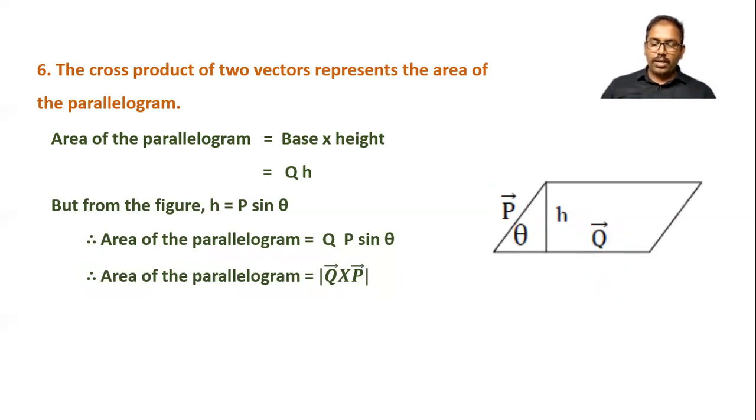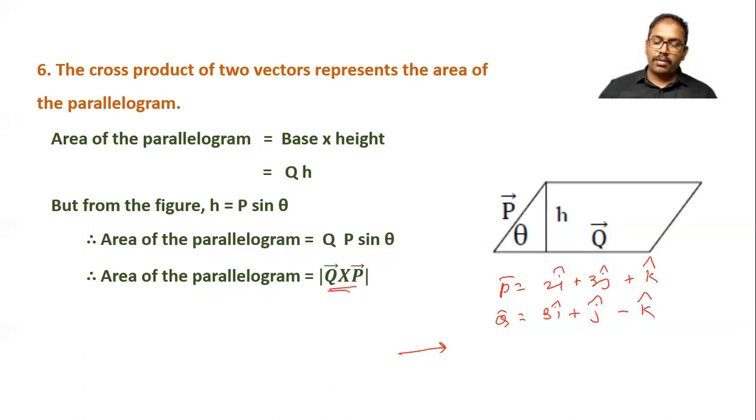In a problem, a question may be asked, they give P bar is 2I cap plus 3J cap plus K cap, and Q bar is 3I cap plus J cap minus K cap, representing adjacent sides of a parallelogram, then obtain the area of the parallelogram. How do you solve it? First you have to find out P bar cross Q bar, or Q bar cross P bar. You can solve this determinant: I, J, K, then here 2, 3, 1 and here 3, 1, minus 1. We have to solve this determinant, we get a vector here.